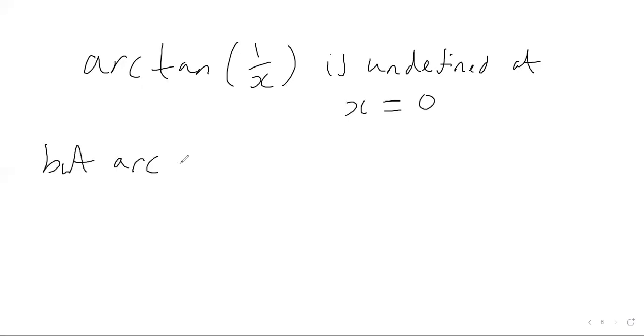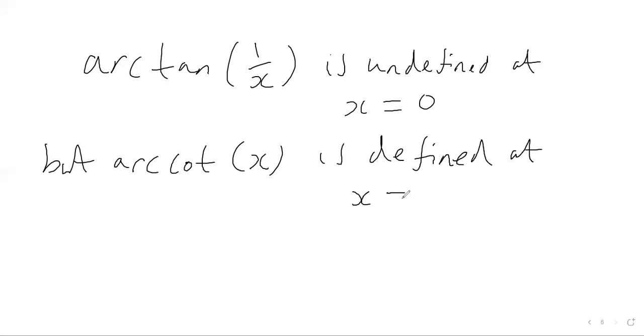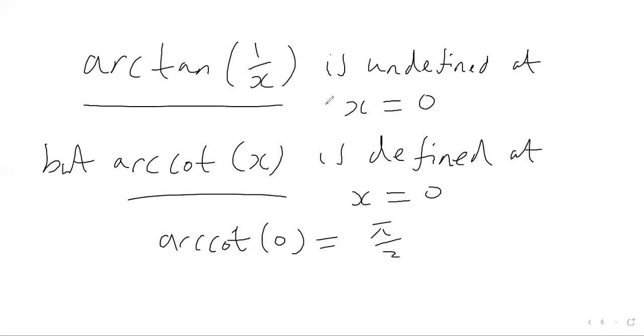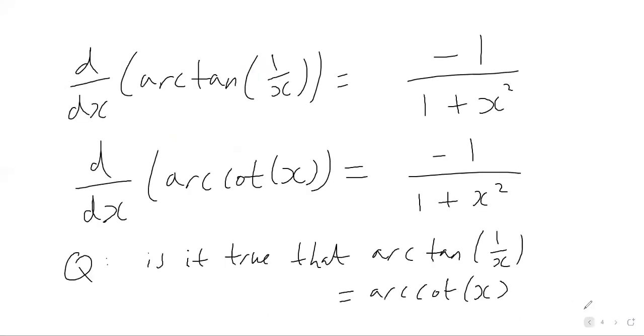Arccot of x is defined at x equals 0, and in fact arccot of 0, as we can see from the graph, equals pi over 2. So we've got different domains for this function and this function. They can't be the same function because they have a different domain. So what we can say from here is that they aren't the same function. Even though they've got the same derivative, because their domains aren't the same, they're not the same function.